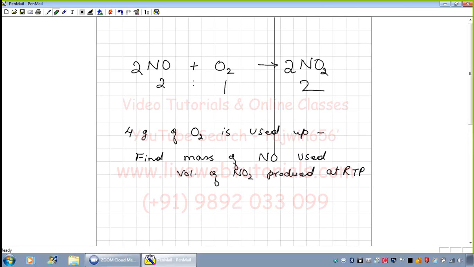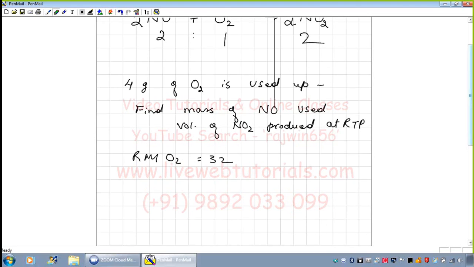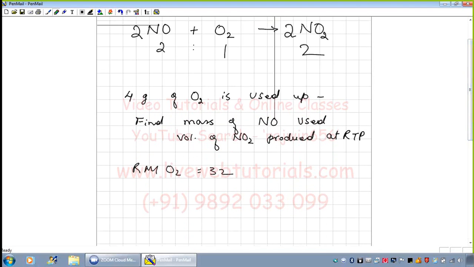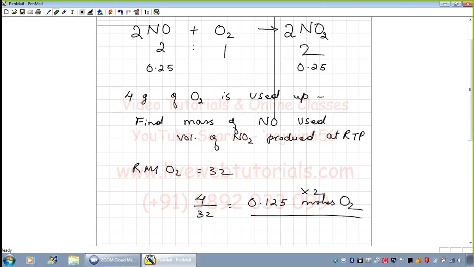And the oxygen will be 32. Correct. RMM of O2 is 32. So in 4 grams, 32 grams is 1 mole, 4 grams will be 4 upon 32. So that's 0.125 moles. Correct. So the mole is going to be 4 divided by 32. Now you have to multiply that by 2. Correct. Moles of NO and NO2 will be 0.25. This will be multiplied by 2, so this is going to become 0.25 moles, and this is going to become 0.25 moles.